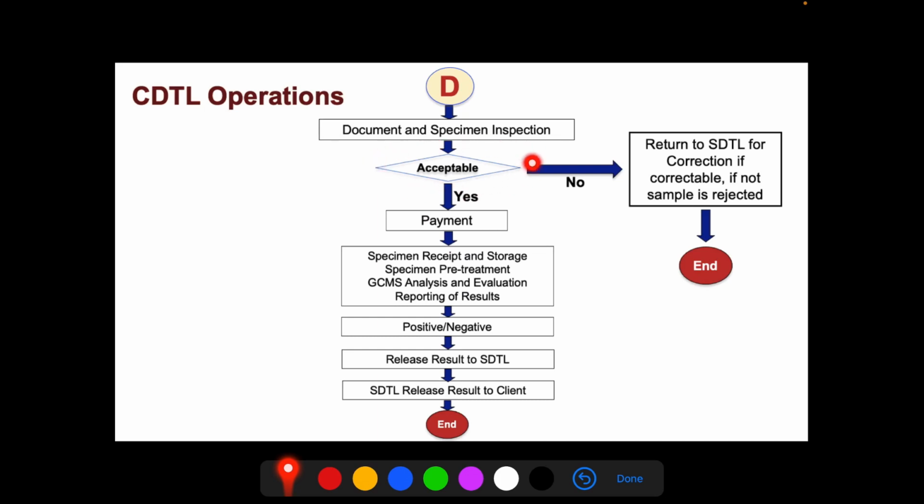Once it arrives at the CDTL, they will document and inspect the specimen and assess if it is acceptable or not. If it is not acceptable, they will return the specimen to the SDTL for correction if correctable, but if not, the sample is rejected. If the specimen upon inspection is acceptable, then it will proceed to payment. Then the test will be conducted on the specimen, and once the result is available, it will be released to the SDTL, and it will be the SDTL who will release the result to the client.